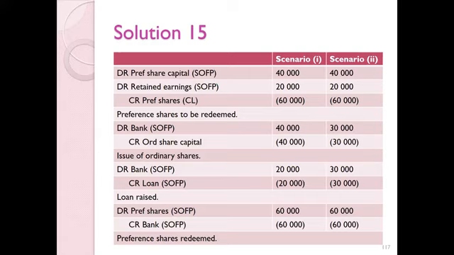But what are we redeeming? We're redeeming it at 60,000 Rand. So we're crediting preference shares, a current liability, at 60,000 Rand. So what is the difference between the 60,000 Rand we're redeeming it at and the 40,000 Rand we issued the shares at? That's the premium portion of 20,000 Rand. So we debit retained earnings with that 20,000 Rand because we can't simply debit preference share capital with 60,000 Rand. Because when we issued it, we only credited share capital with 40,000 Rand.